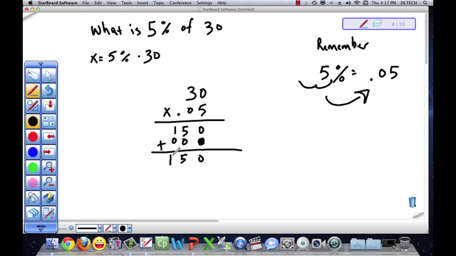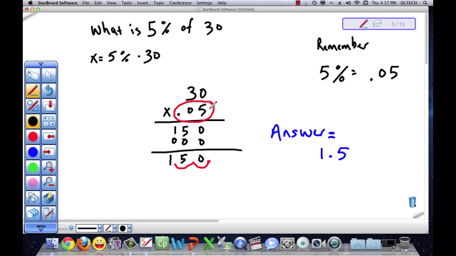We go ahead and now add, and this will be 0, 5, and 1. Now, because we have 0.05, we have to remember that we're going to be moving our decimal to the left by 2. 1, 2. So our answer now will be 1.5.